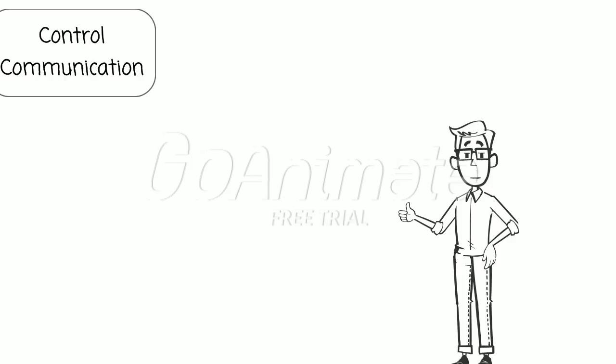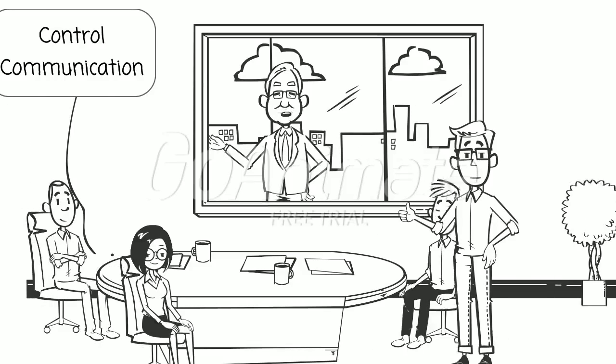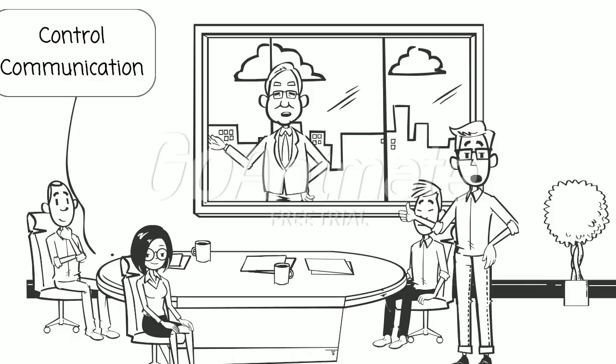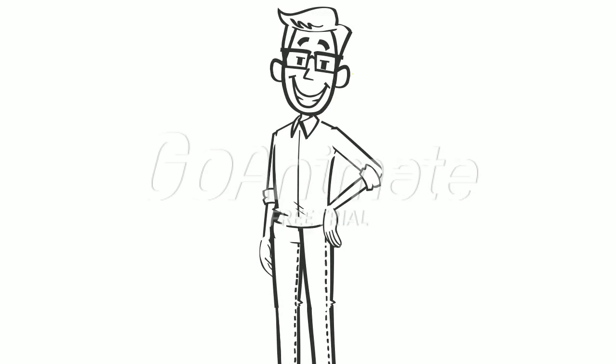Control communication is the process of monitoring and controlling communications throughout the entire project life cycle to ensure the information needs of the project stakeholders are met. So, those were an overview of the project communications management processes.